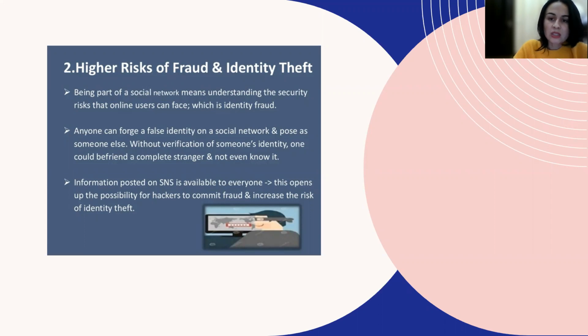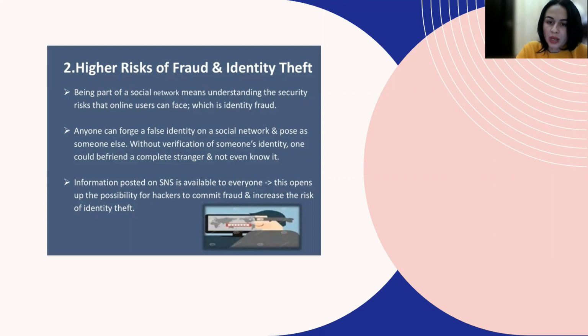Okay, I'm in Tashkent City right now. And the people who have, let's say, negative intentions, they can find out that on certain days you are in certain places. Or they can find out information regarding your identity, your workplace, your private information. And one of the problems is sometimes people can forge a false identity on social network and pose as someone else. It happens a lot.